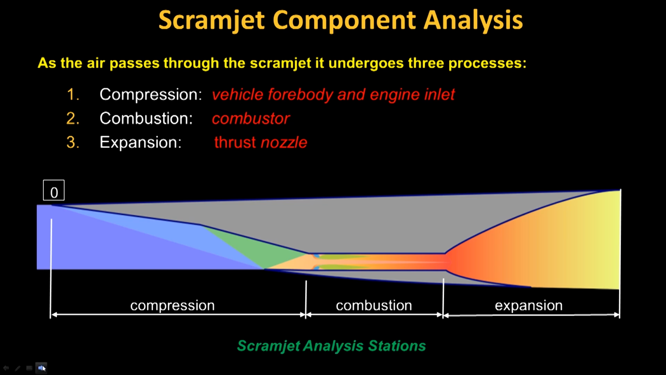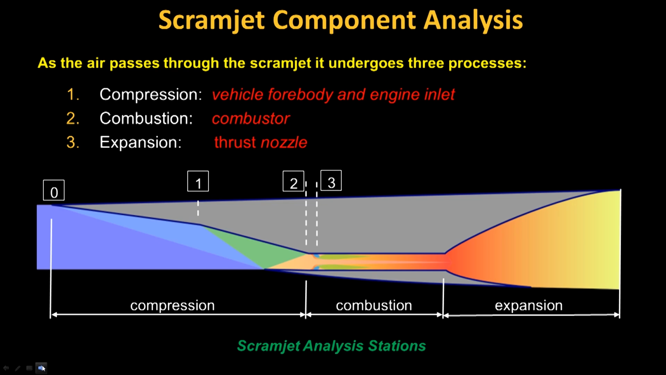Station 0 is in the free stream and is undisturbed by the engine. The air is first compressed by the vehicle forebody to station 1. Further compression is done by the inlet to station 2, which is called the throat of the engine and is its minimum area. Between station 2 and 3 is a short duct called the isolator, which isolates the operation of the inlet from pressure rise which may occur in the combustor.